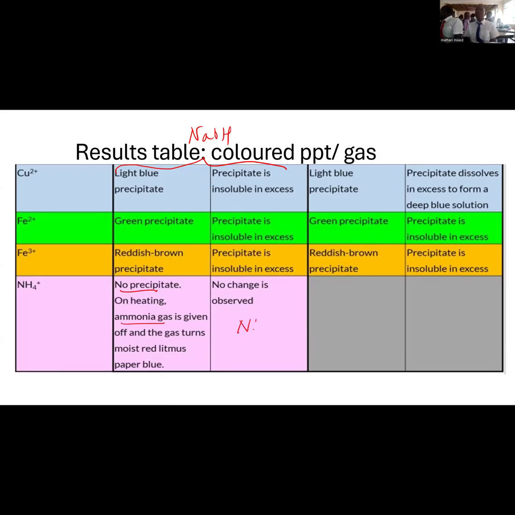Let us take NH4 plus. When I add sodium hydroxide and I warm it up, the OH minus reacts with one of the H pluses to make water and ammonia. Now, ammonia is a gas, so it is given off. And this is the question which we started today with. How do we test for ammonia? Ammonia turns damp red litmus blue.